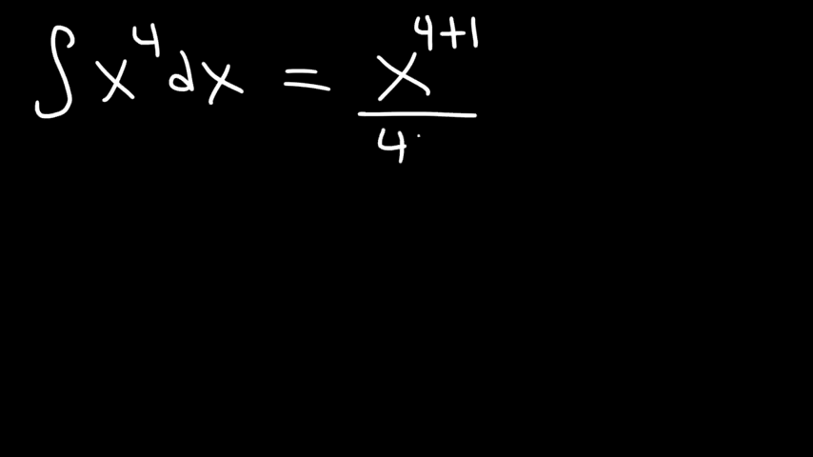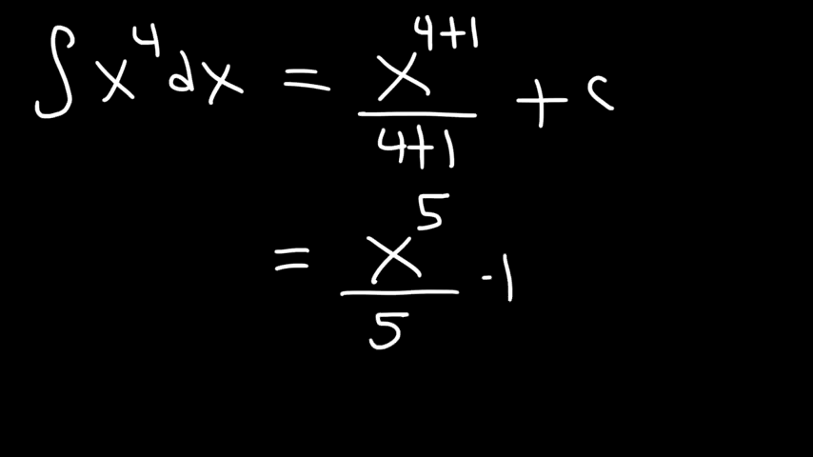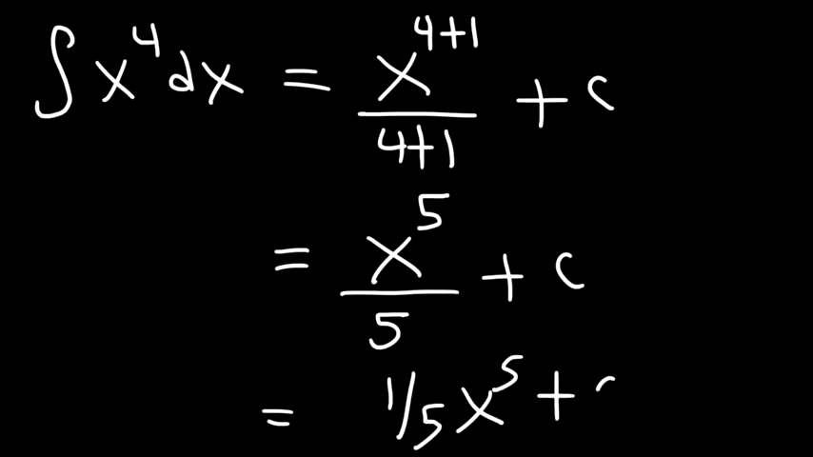Now let's find the antiderivative of x to the 4th. Go ahead and work on this example. So using the power rule, we need to add 1 to 4 and divide by that result. And let's add c. So 4 plus 1 is 5. So it's going to be x to the 5th power divided by 5 plus c. But you can also write your answer like this. You could say it's 1/5 x to the 5th plus c.